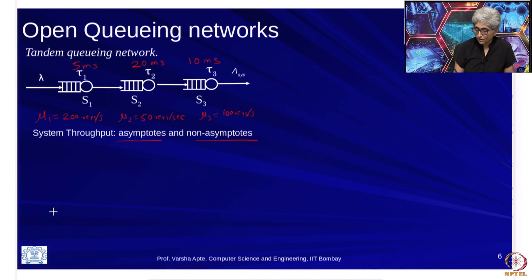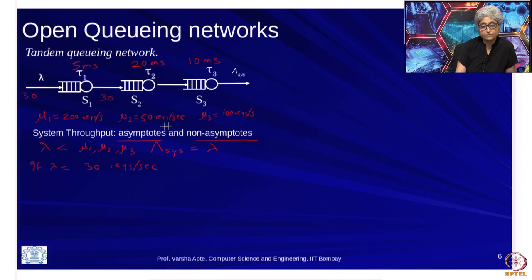And so the system throughput, basically if we have the lambda less than all of these mu 1, mu 2 and mu 3, then it is clear that system throughput, which we denote as lambda sys, is going to be lambda, right. For example, if lambda is 30 requests per second, since this station allows 200 requests per second, 30 will go here.